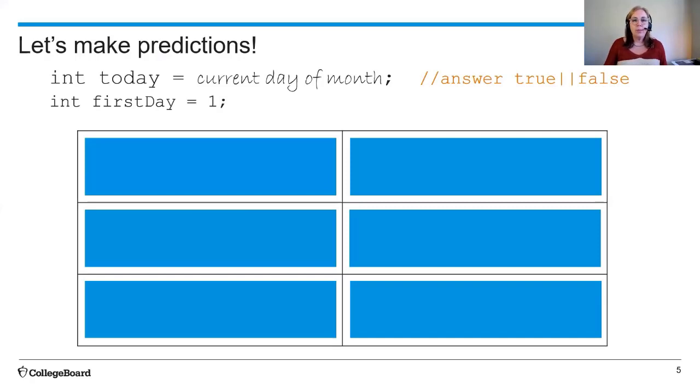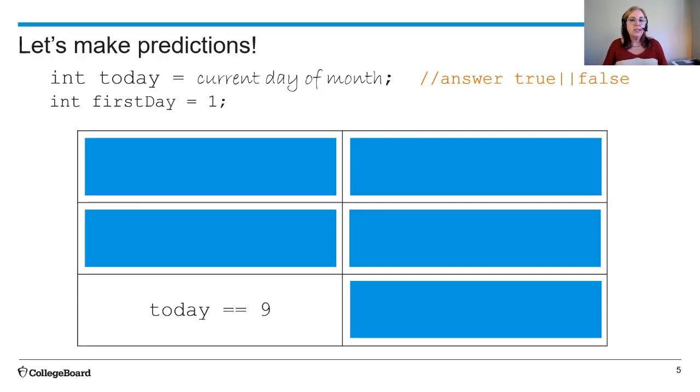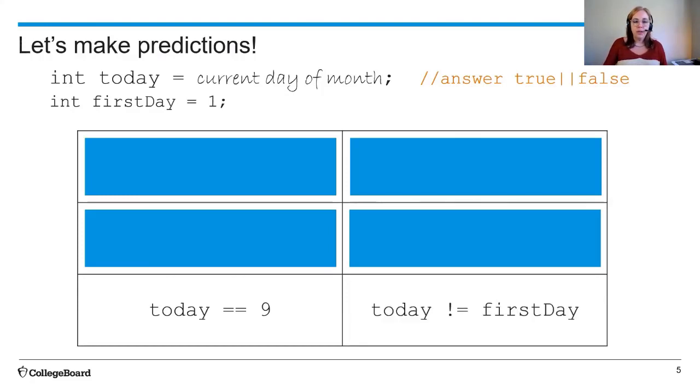So first of all, I have a couple of new variables declared. I have today, the current day of the month, and then I have another variable that I've called first day, and that's a 1. It's defined as a 1. And so we're going to get your mind turning toward Boolean expressions. Is today exactly equal to 9? Answer that for yourself. Is today not equal to the first day?